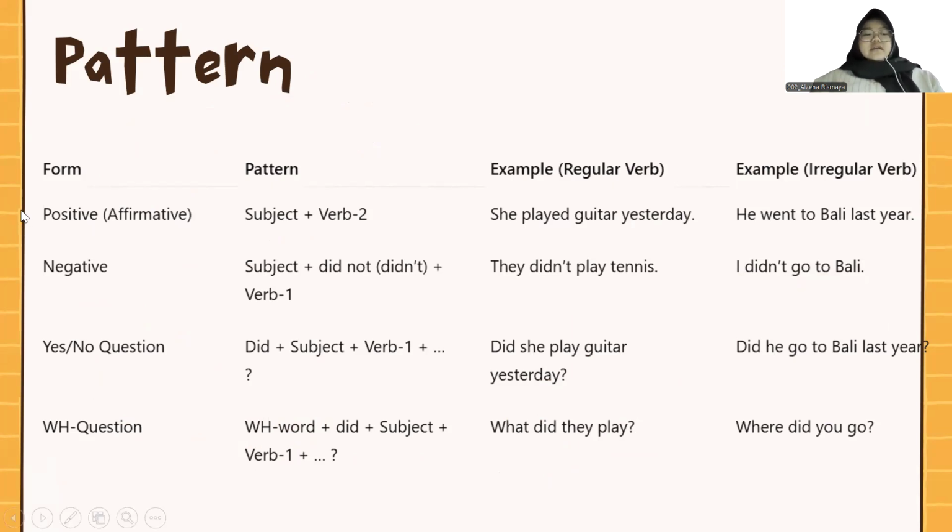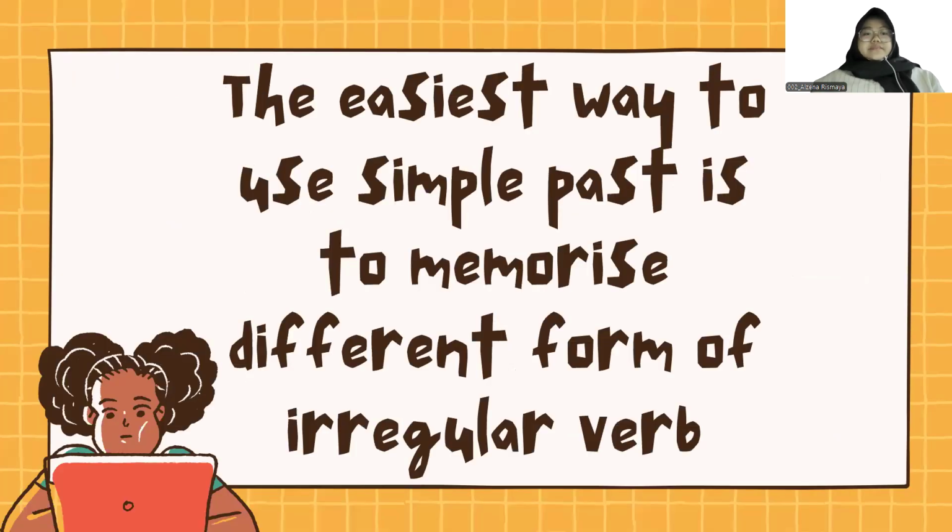As usual, I divided it into four forms. The first one is the positive or affirmative one, and then also the negative. The difference is just adding did not. Did applies to any subject: I, you, we, they, he, she, it. And yes or no questions start with did. Did she play guitar yesterday? You can answer simply yes. Or, did he go to Bali last year? You can answer simply yes. Or WH questions, like why, when, what, where, etc.